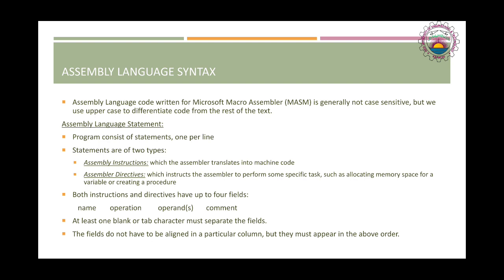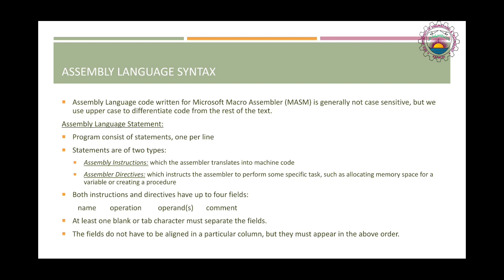So the assembly file may be in lowercase or uppercase, but standard practice is to write the code in uppercase, and the rest of the text present within the assembly file will be in lowercase. So in an assembly file you will be having assembly language statements, and there are two types of statements. First one is called assembly instructions, and instructions are converted into machine code by the assembler, while the second type is assembler directives.